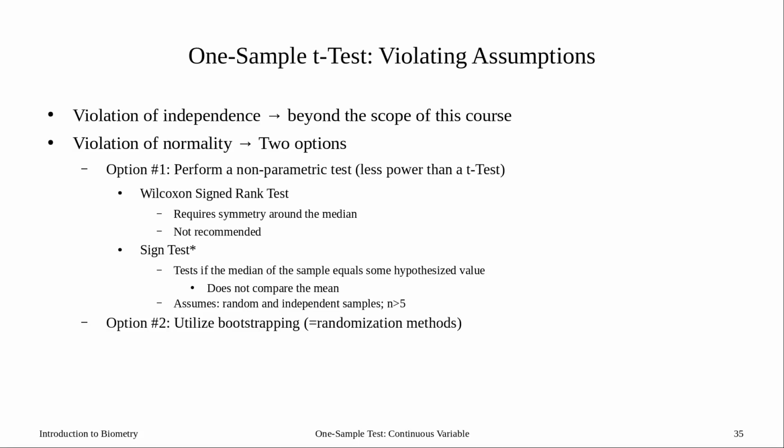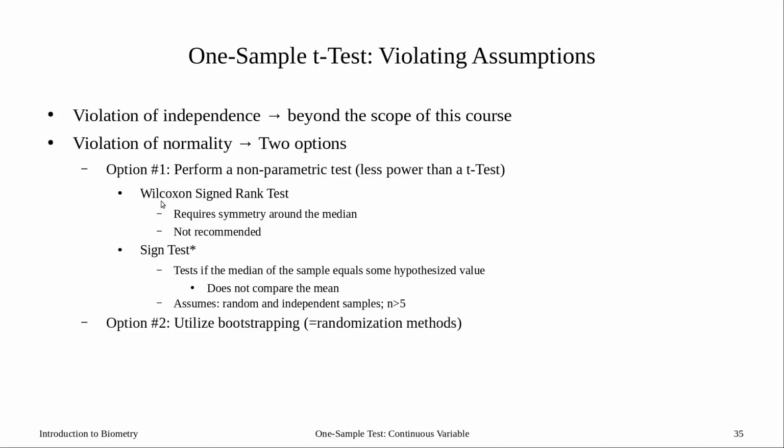Of these two non-parametric tests available to us, we're going to run the sign test. The sign test doesn't actually ask if the means are different. Rather, the sign test assesses if the median of a sample equals some hypothesized value. So it doesn't compare the mean. The sign test is preferred because the only assumptions of this test are that our data are random and independent, as most of our tests are, and our sample size has to be greater than 5. So the sign test is going to be one of our choices.